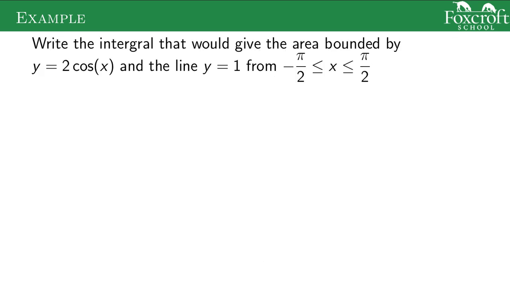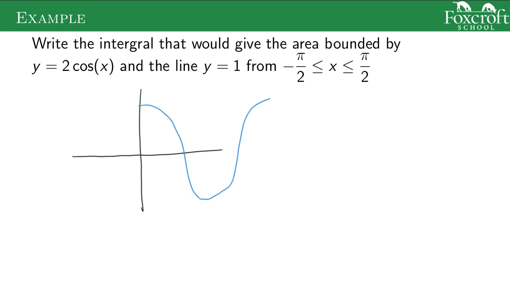Write the integral that would give the area bounded by y equals 2 cosine x and y equals 1. Let's look at what this is going to look like. 2 cosine x is just cosine with bigger waves, and y equals 1 is a horizontal line like that. If you were to graph it, negative pi over 2 is where this hits 0, and positive pi over 2 is where it hits 0 again. So where's the area bounded by all that? We have this left-hand side, this middle part, and this right-hand side.